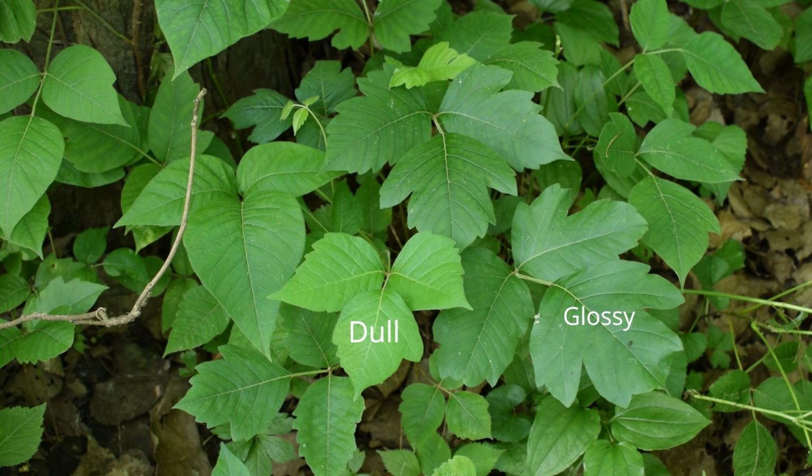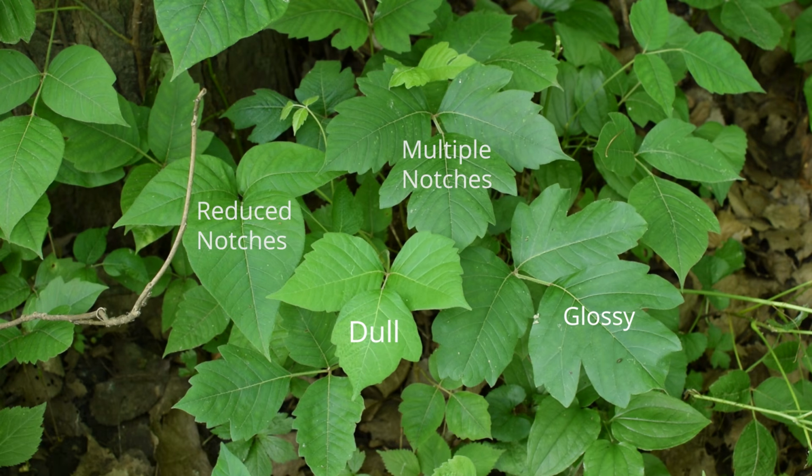Apart from broad, mitten-like notches, poison ivy does not have minor serrations on the margins of its leaf, though sometimes it may have multiple notches or reduced notches. Each of the labeled leaves in this scene are poison ivy. Some are mostly smooth and others have deep notches.